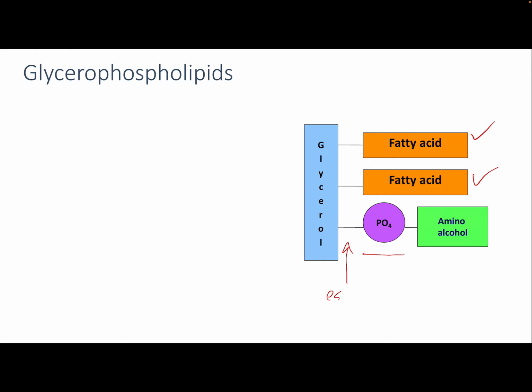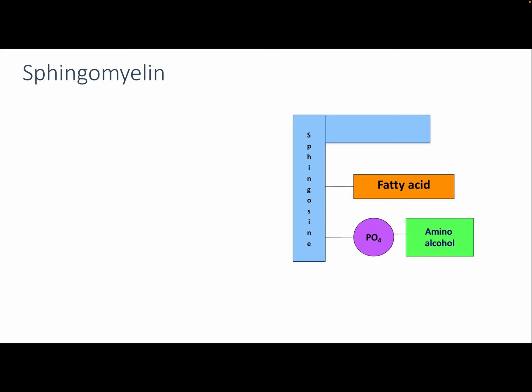So there's an ester bond here, and a phosphoester. There. I'll show you the structures of these in a minute. For now, use these labels just to orient yourself as to what is included in these different structures. So glycerophospholipids have a glycerol, a phosphate, and an amino alcohol.